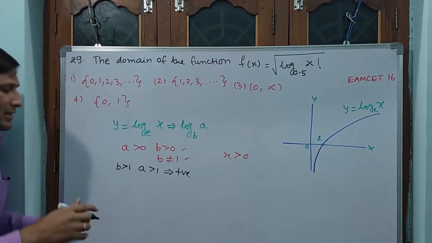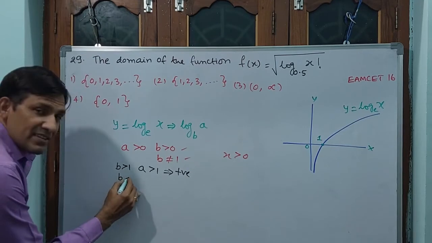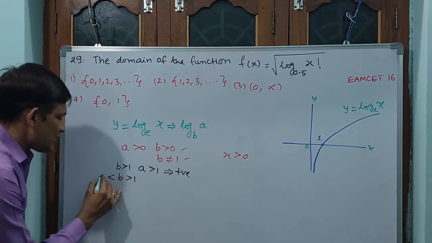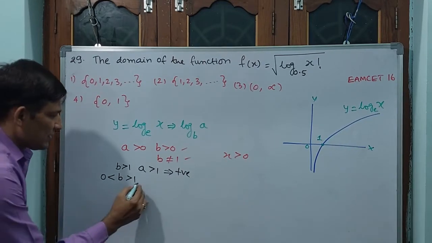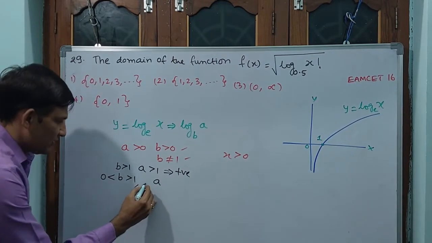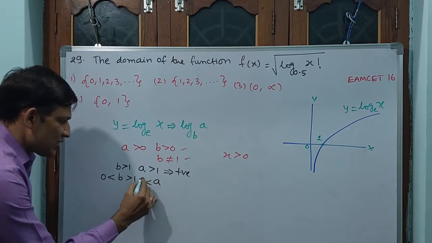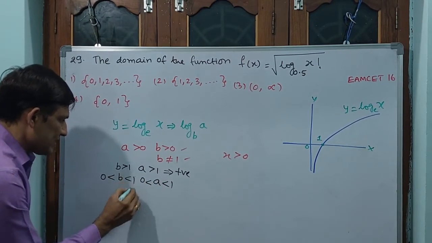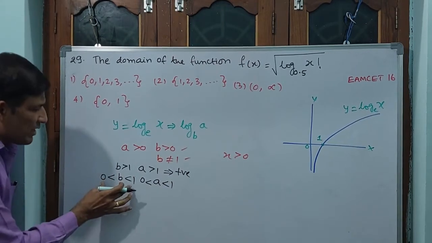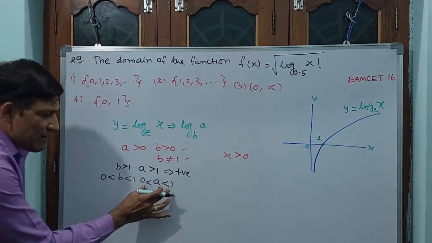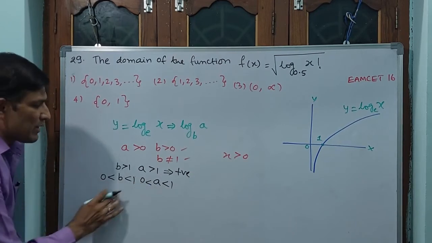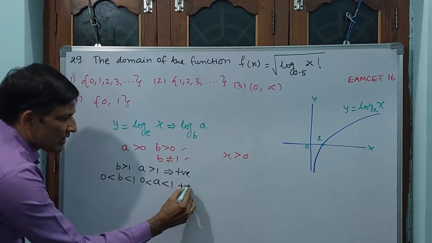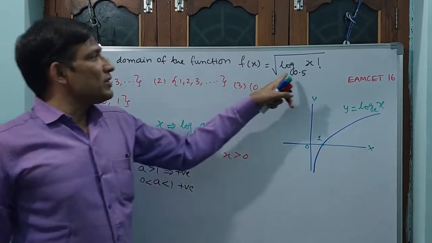Vice versa, I am writing: base is less than 1 but greater than 0, then a is also greater than 0 but less than 1. That means if the base value is between 0 and 1 and the a value is between 0 and 1, both are the same condition, then a positive value will come. Positive comes, then only this is defined.